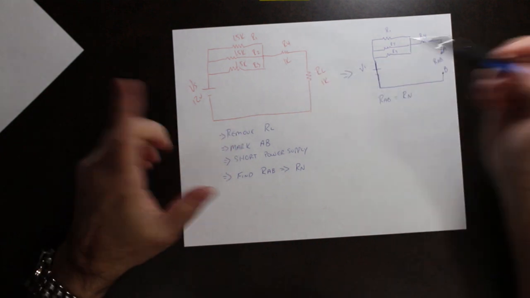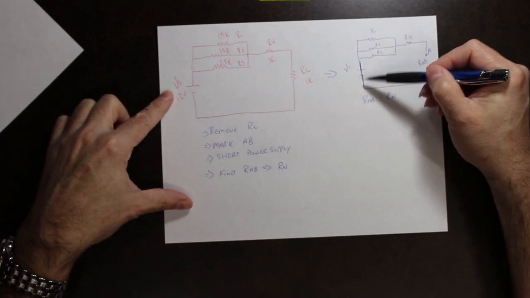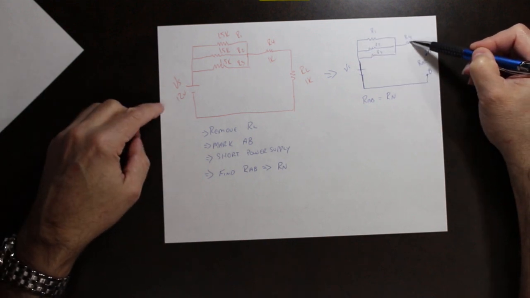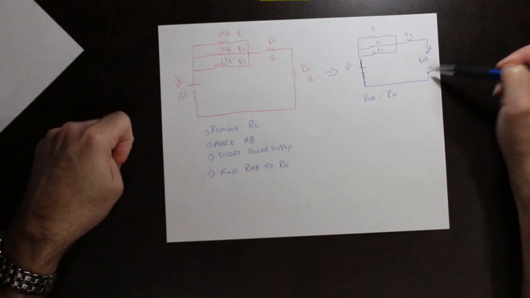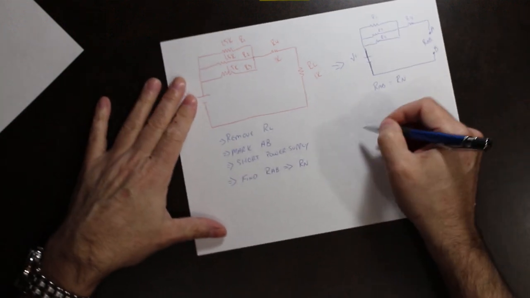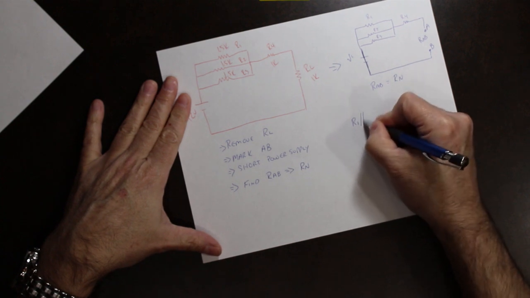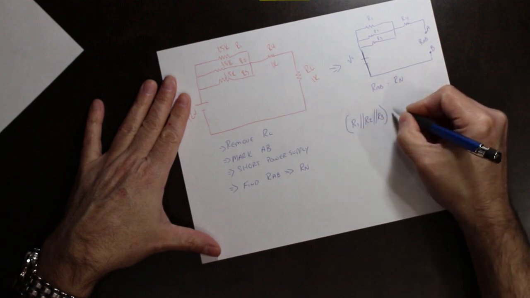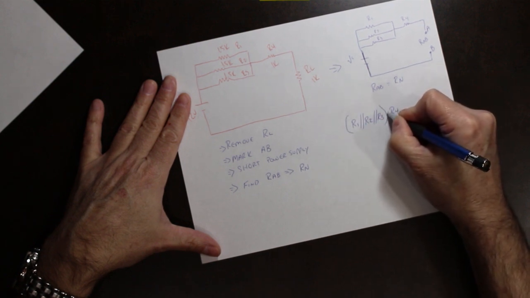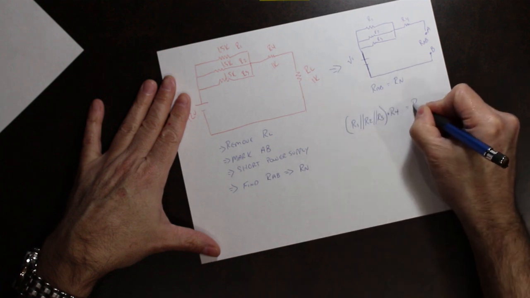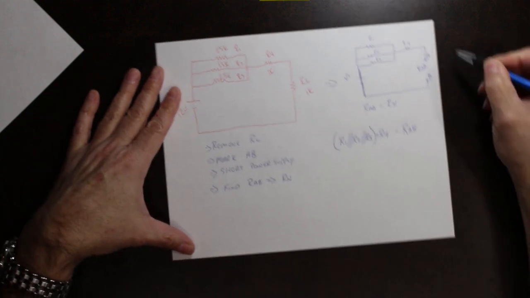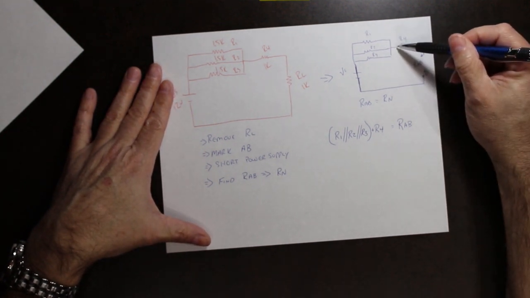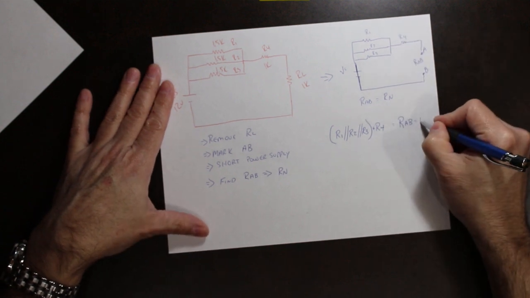So again, remove the load, mark it AB, short out the source. So what we're left with are these resistors here and this one here. When I look from points A and B and look back, I'm going to see R1 in parallel with R2 in parallel with R3, all in series with R4, and that's what is going to be RAB. So these 3 resistors are in parallel with each other and in series with this one. So RAB is R Norton.